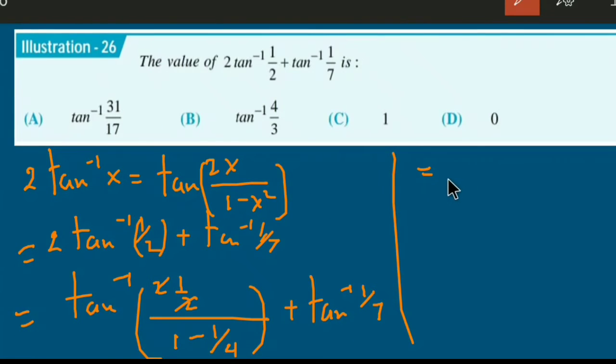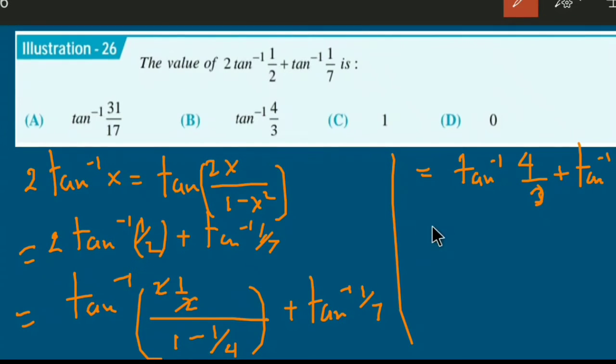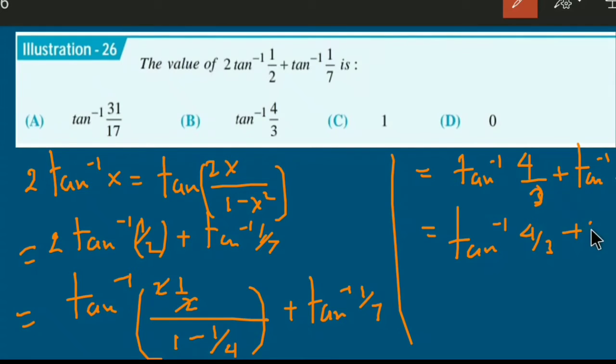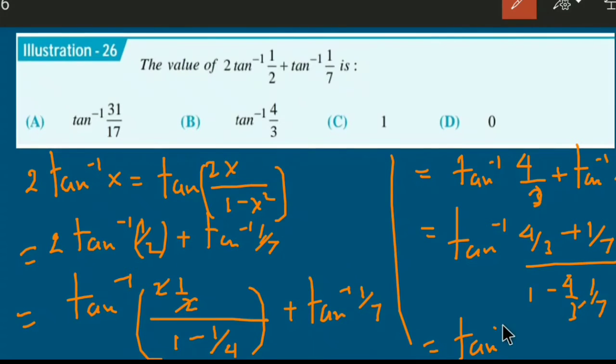Here we are using the formula, tan inverse, it will become 4 by 3 over here. And then plus tan inverse 1 by 7, and solving that, tan inverse, 4 by 3 plus 1 by 7 over 1 minus 4 by 3 into 1 by 7. Solving that, tan inverse, 21 is the LCM.